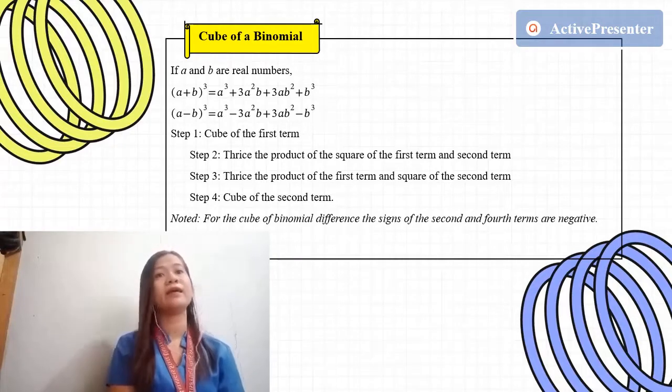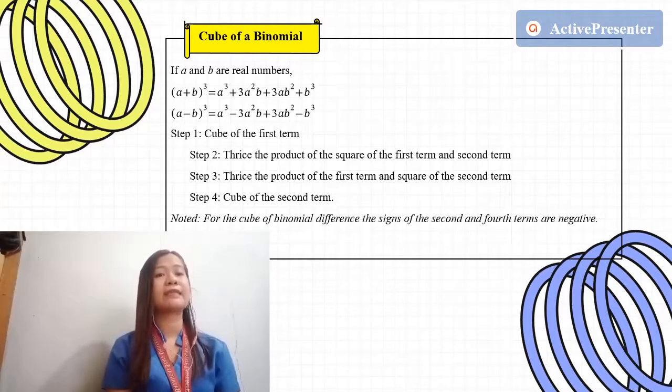Okay? So, again, these are the steps in finding the cube of a binomial. First, cube the first term. Second step, get the product of the square of the first term and the second term.